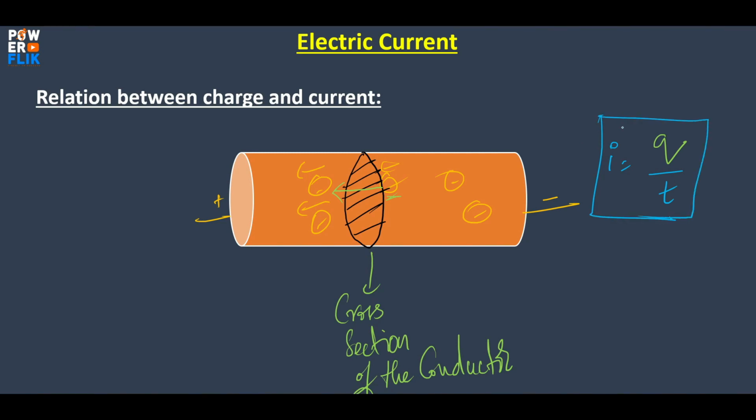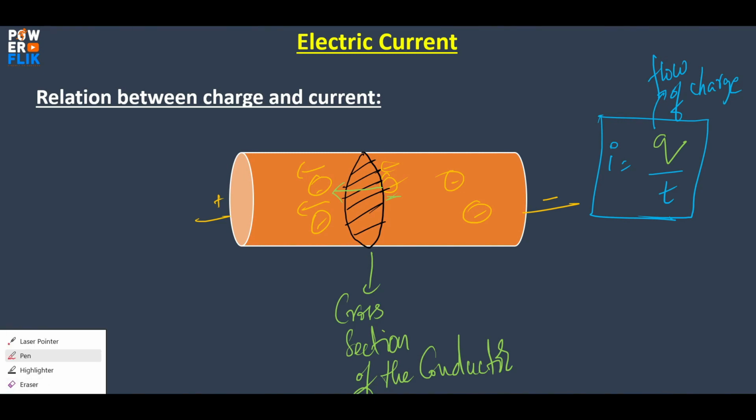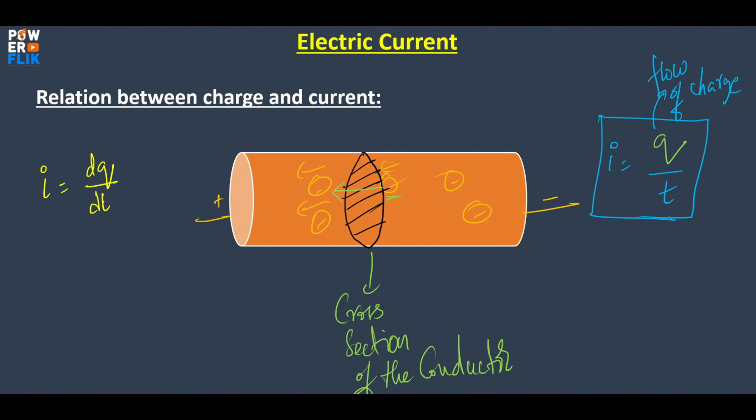So I is nothing but the flow of charge, right? The flow of charge means change of something with respect to time. So here we have change of charge with respect to time. This is a very direct equation of current and charge. Usually we mention it as: current I is nothing but the change in charge dq by the change in time dt.